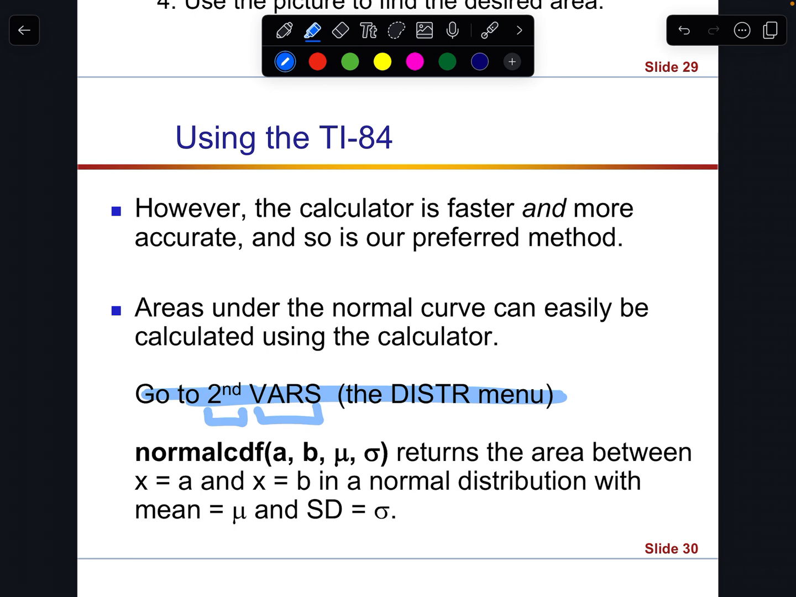And then it'll prompt us with this, and we're going to click that option, normal CDF. We're going to be plugging in some of those values there. And so on the next slide, we'll talk about what A represents, B, and so forth.